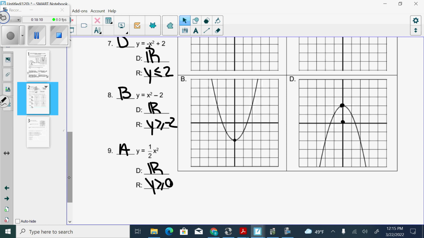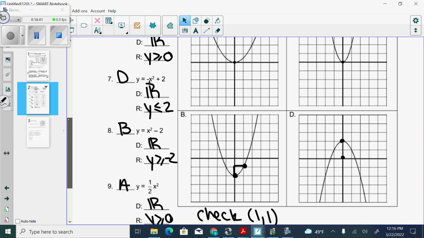Y is greater than or equal to 0. The way we check to see if it's skinnier or wider than what it should be is you check 1, 1. If it hasn't been stretched, then it should have a point at 1, 1. So here's my vertex. If I go up 1 and over 1, we have a point there, right? So that one has not been stretched.